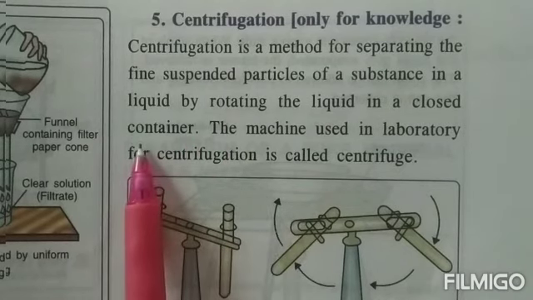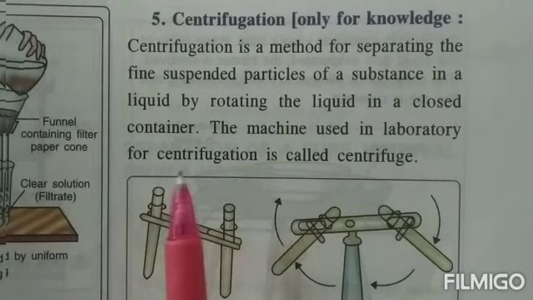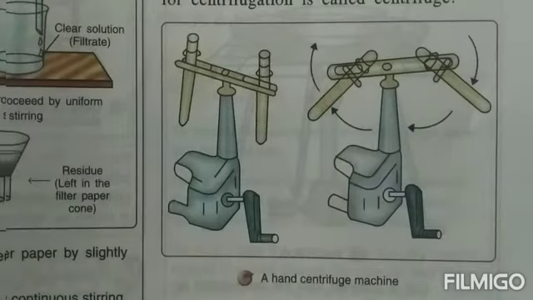Underline these lines, children. The machine that is used for doing centrifugation is known as a centrifuge. This is a picture of a hand centrifuge machine, children. You can see it clearly.